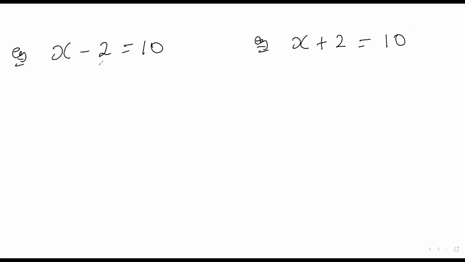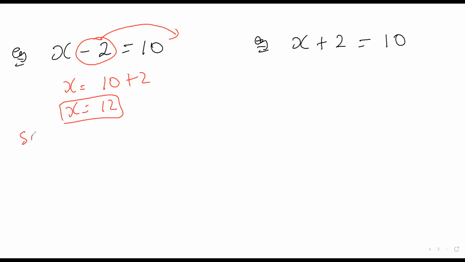Nice. So let's just summarize here. The second law we learned, which is the most recent law, is when, anytime you see a variable with a number subtracted from it, all we do is add that number on the other side, right? So x is equal to 10 add 2. x is equal to 12. And just to recall, this is called the solution to the equation, right?